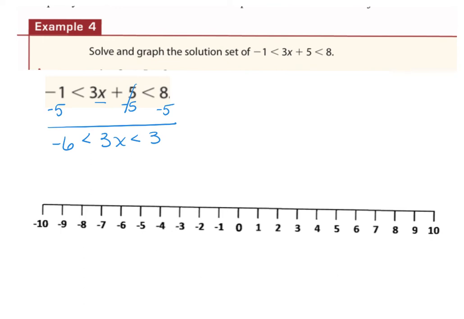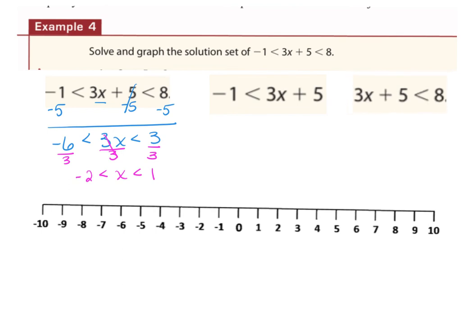To get x by itself, I would then divide by 3. Well, if I divide the middle, I need to divide every piece by 3. And so negative 6 divided by 3 is negative 2, which is less than x, I now have my x by itself, which is less than 3 divided by 3, which is 1. All right, that is one way to solve it. The other way is just to break it up into two different inequalities, grabbing the left and the middle, and then grabbing the middle and the right. All right, and so I can just solve these individually if I want, and it will work out the same.